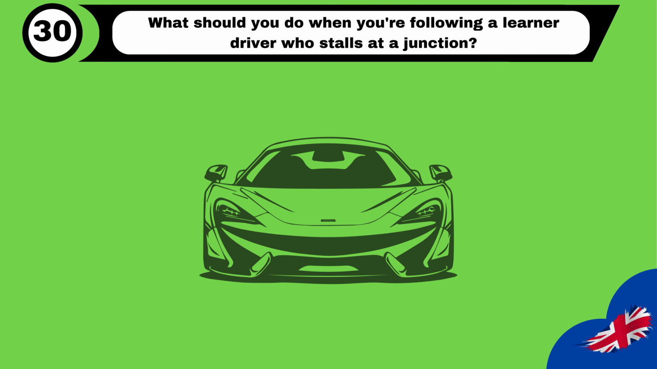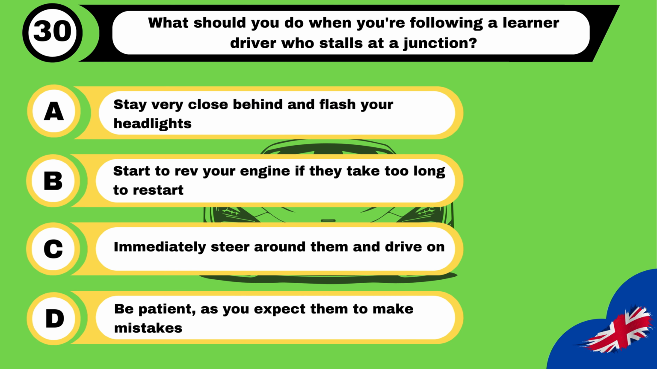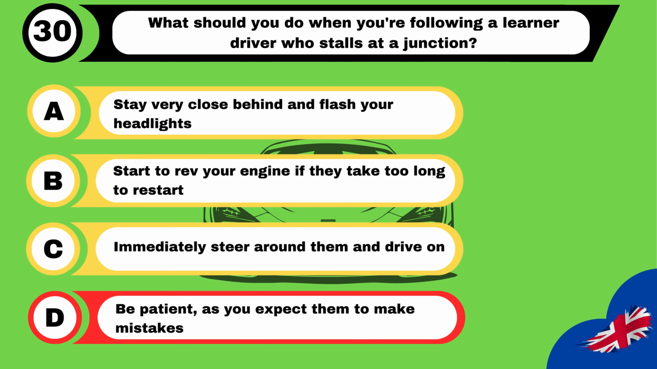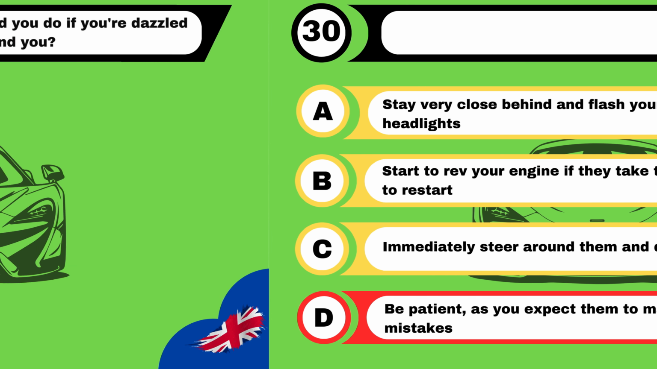Question 30. What should you do when you're following a learner driver who stalls at a junction? A. Stay very close behind and flash your headlights. B. Start to rev your engine if they take too long to restart. C. Immediately steer around them and drive on. D. Be patient as you expect them to make mistakes. The answer is D. Be patient as you expect them to make mistakes.